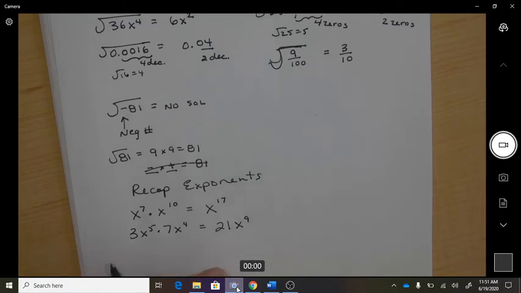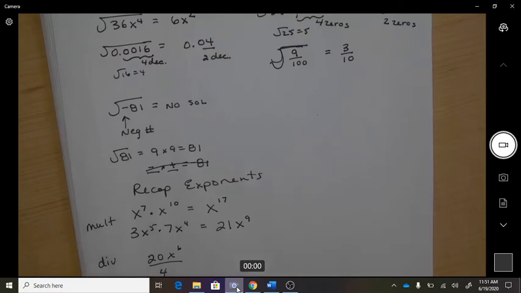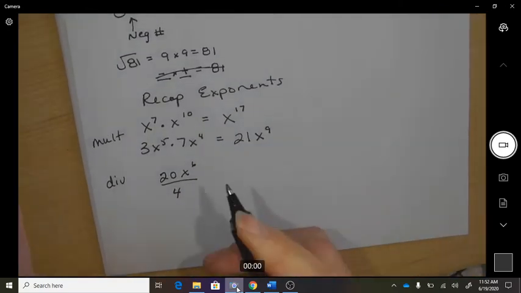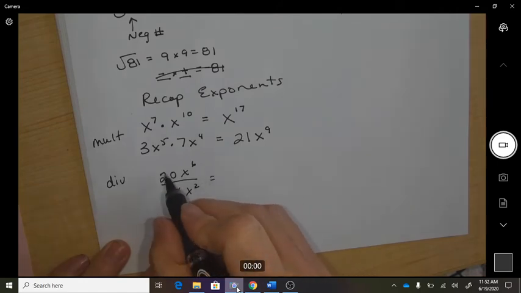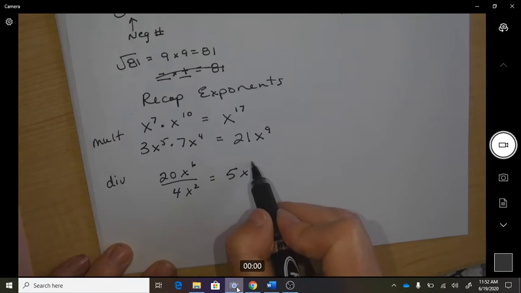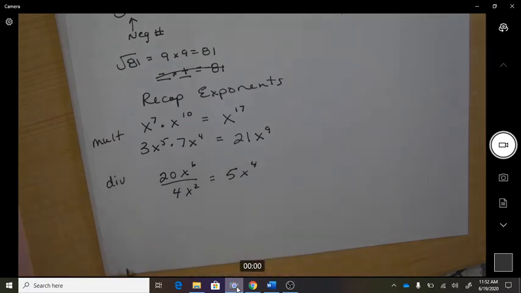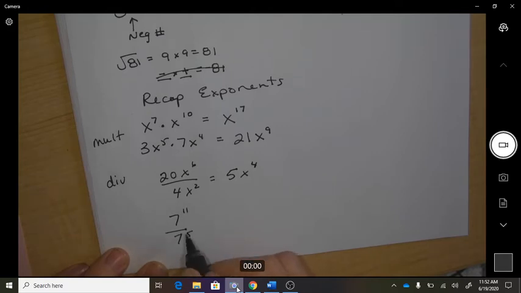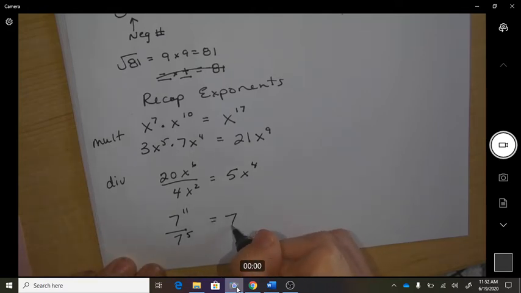Okay, division. So if I have 20x to the 6th divided by 4x squared, divide the coefficients, 5, and now you subtract the exponent numbers. If I had 7 to the 11 over 7 to the 5th, the base is 7, and the exponent is 6. I subtract the exponent number.